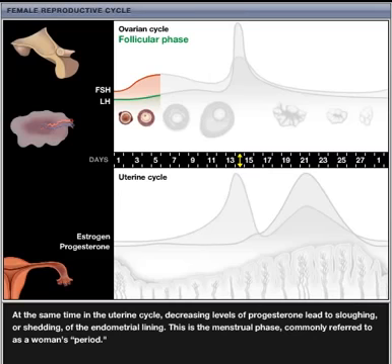At the same time in the uterine cycle, decreasing levels of progesterone lead to sloughing or shedding of the endometrial lining. This is the menstrual phase, commonly referred to as a woman's period.